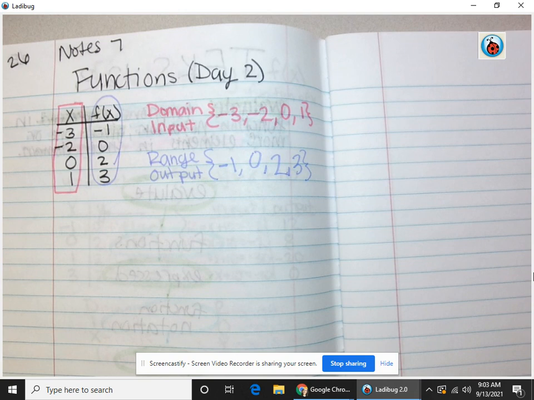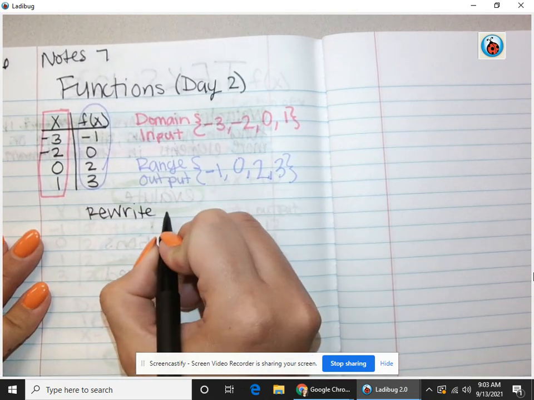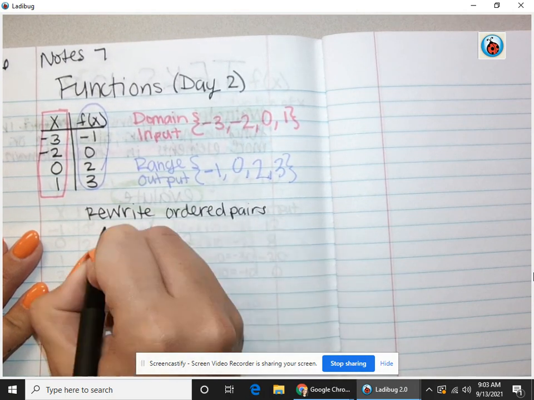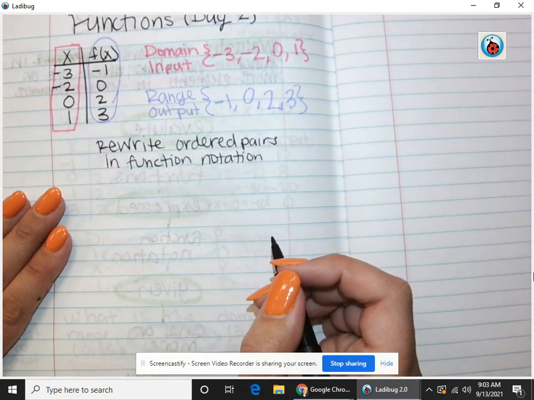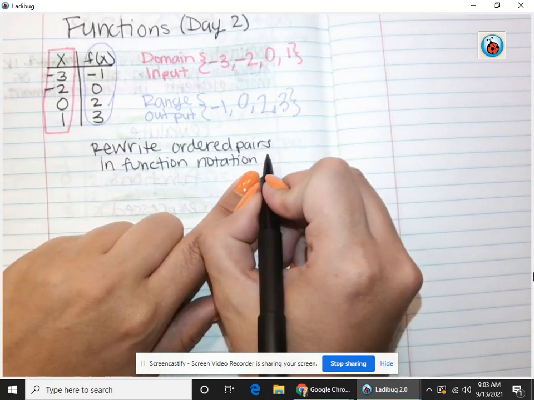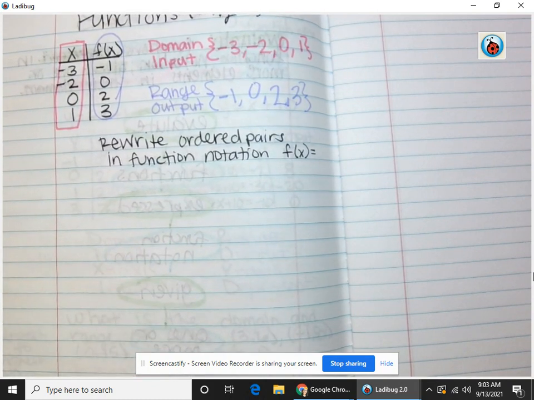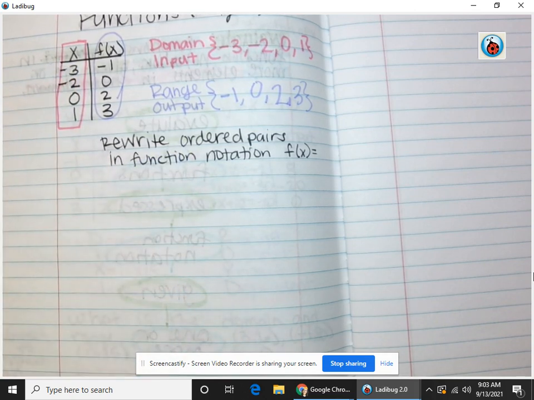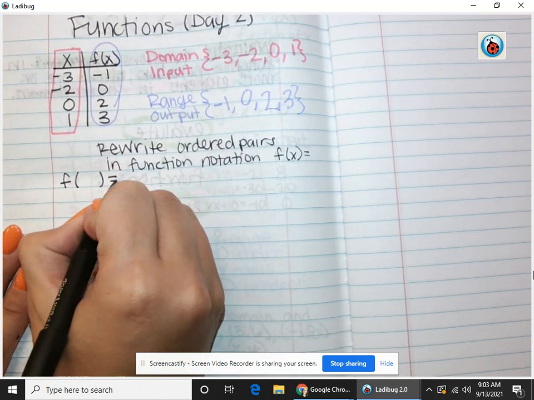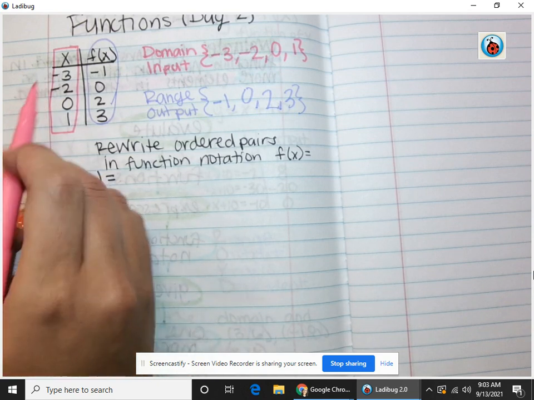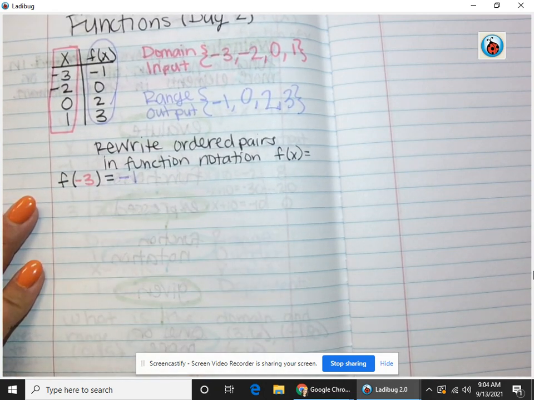Now, there's another way you can rewrite this in function notation. You can rewrite the ordered pairs in function notation. Remember, function notation is our f of x equals something. When I look at my first ordered pair of -3, -1, I'm looking for f of my x equals my y. So I can plug in: f of -3 is equal to -1. And that's the answer. That would be the answer.